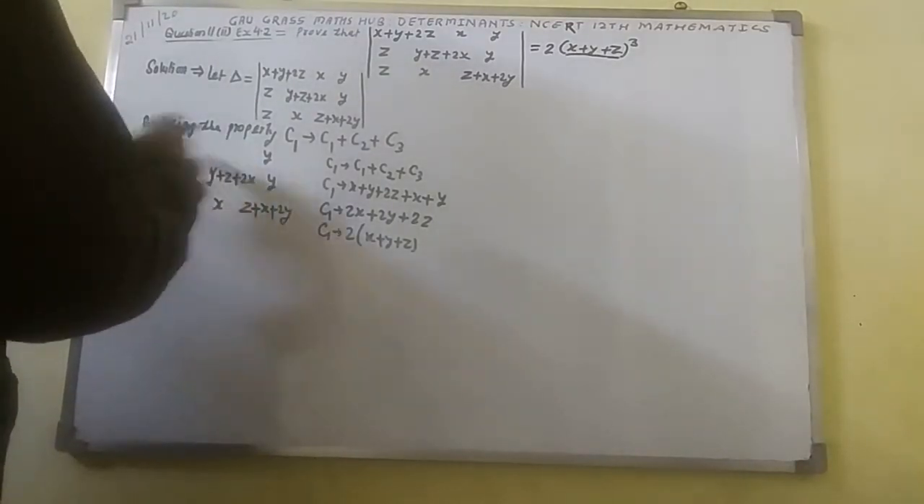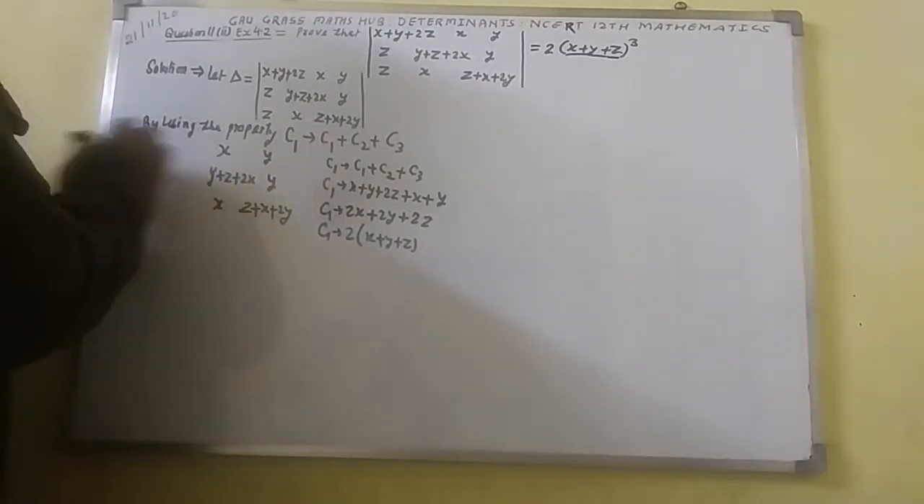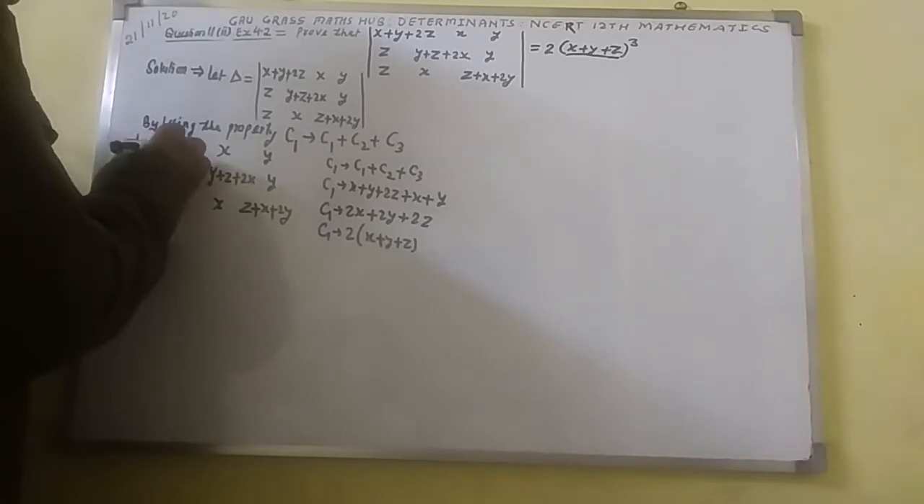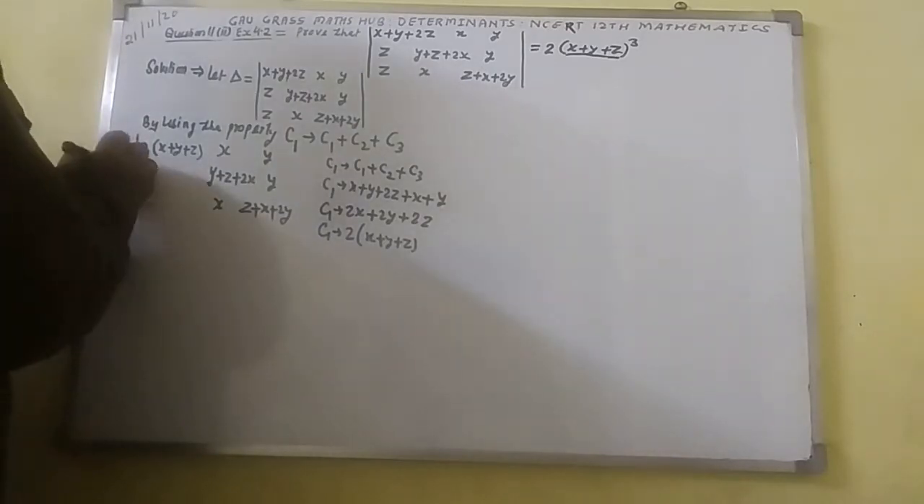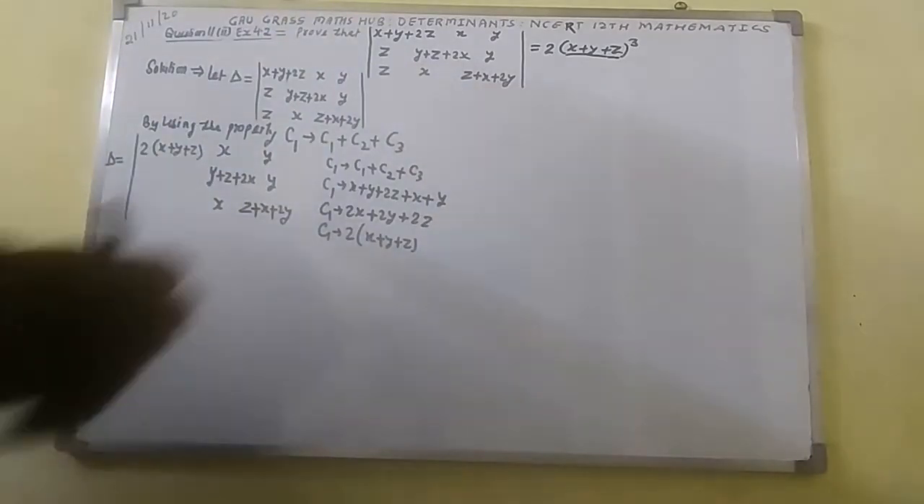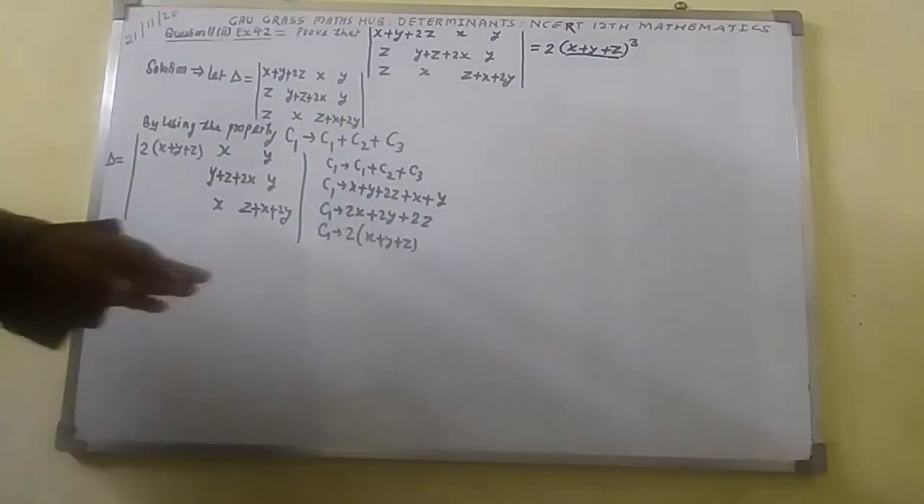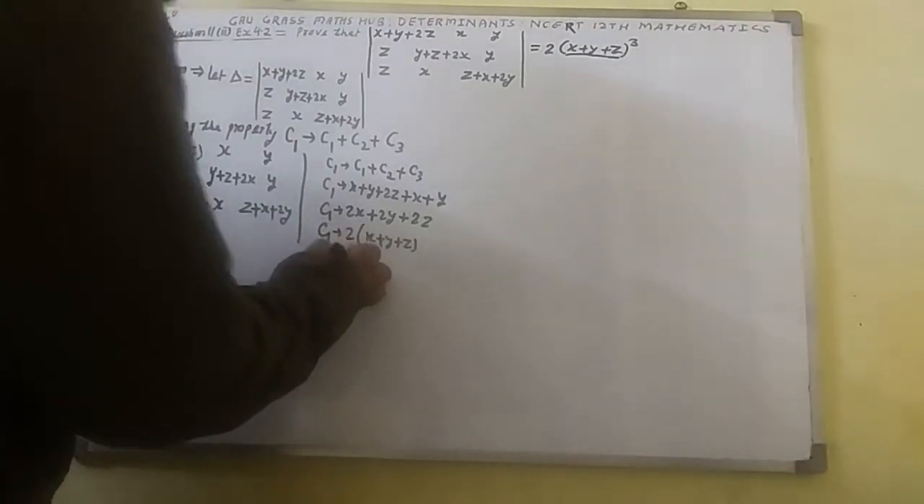This is x. I shall write here x. So here you will get 2 in bracket x plus y plus z. This is the determinant equal to, and now once again C1 goes to.